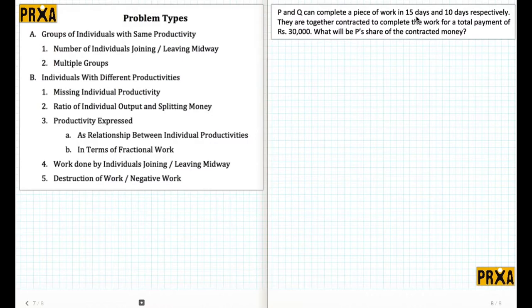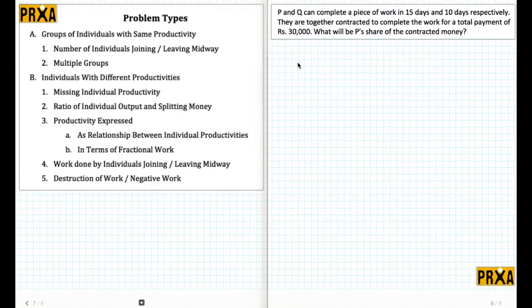So that means P alone can finish the job in 15 days. Q alone can finish the job in 10 days. So this would remind you of A alone finishing the job in X days, so their productivity per day being 1 by X and so on. That's exactly what has been mentioned here. Now in the next part of the problem, it says that they are together contracted to complete the job for a total payment of rupees 30,000. Why don't we come back to this a little later.